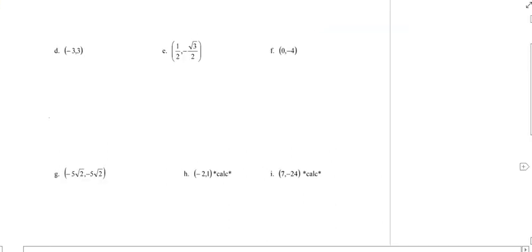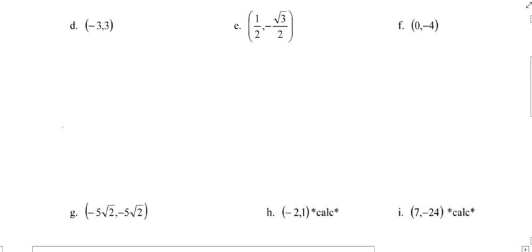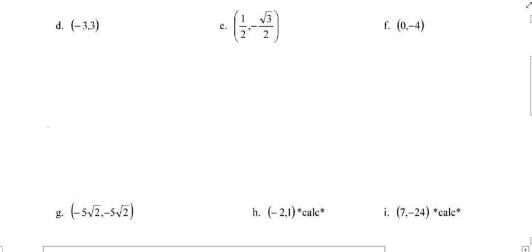All right, up at the top of the next page, letter D, negative 3 comma 3. So he's going to be in quadrant 2.